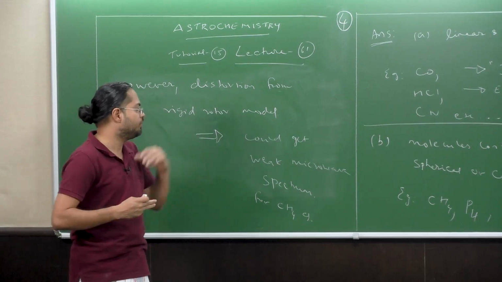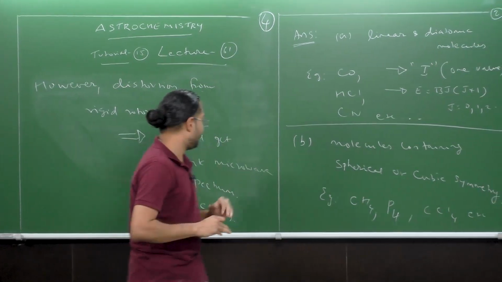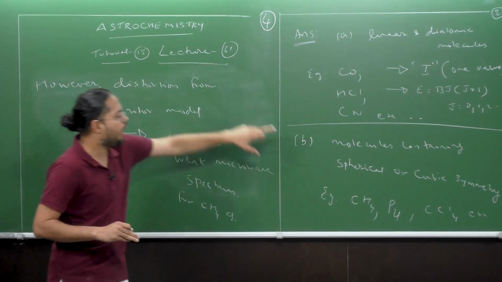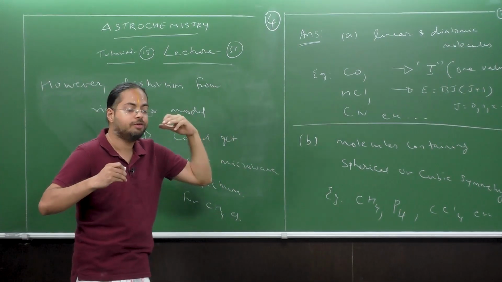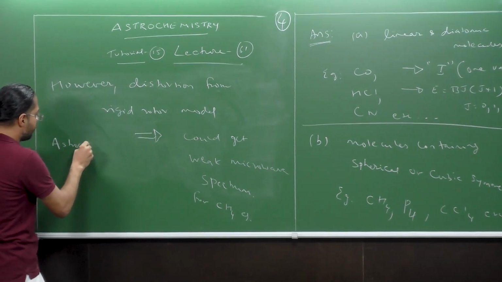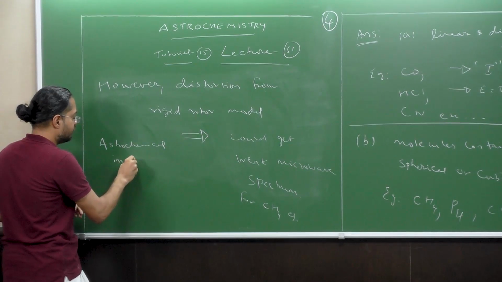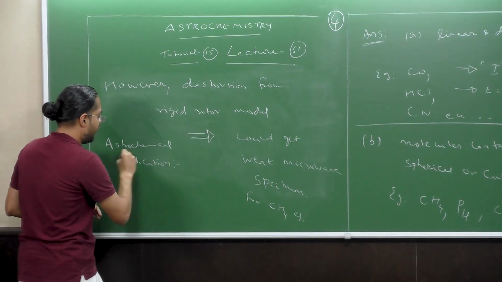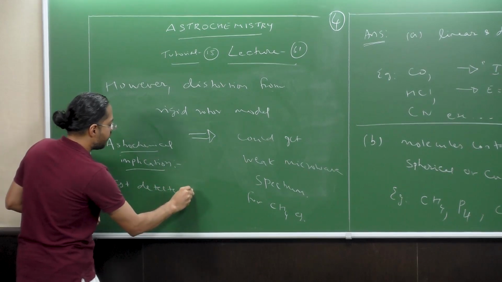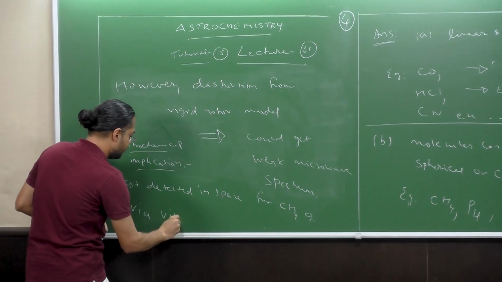The implication for astrochemistry is that molecules such as methane are best detected in space through vibrational spectroscopy, because the microwave spectrum is going to be rather weak. I've written the astrochemical implication: best detected in space via vibrational spectroscopy.